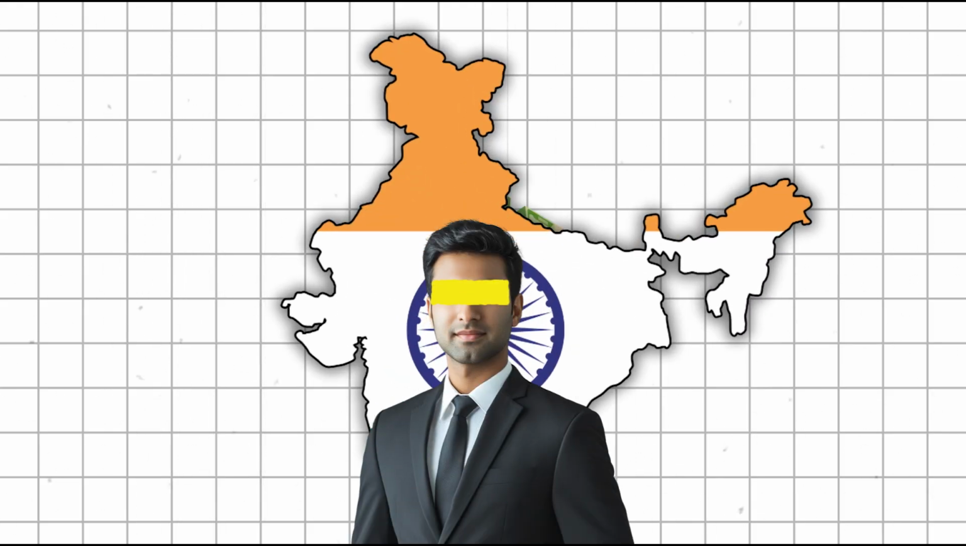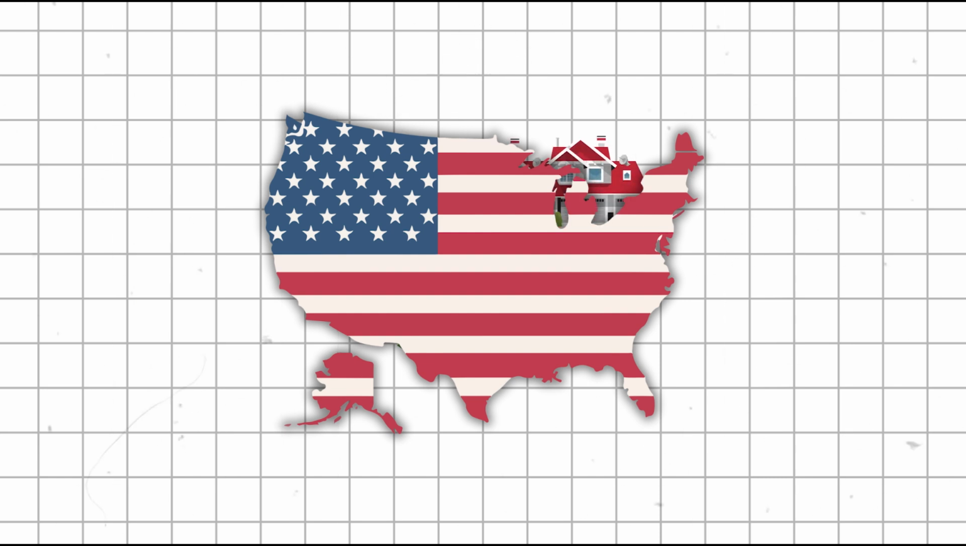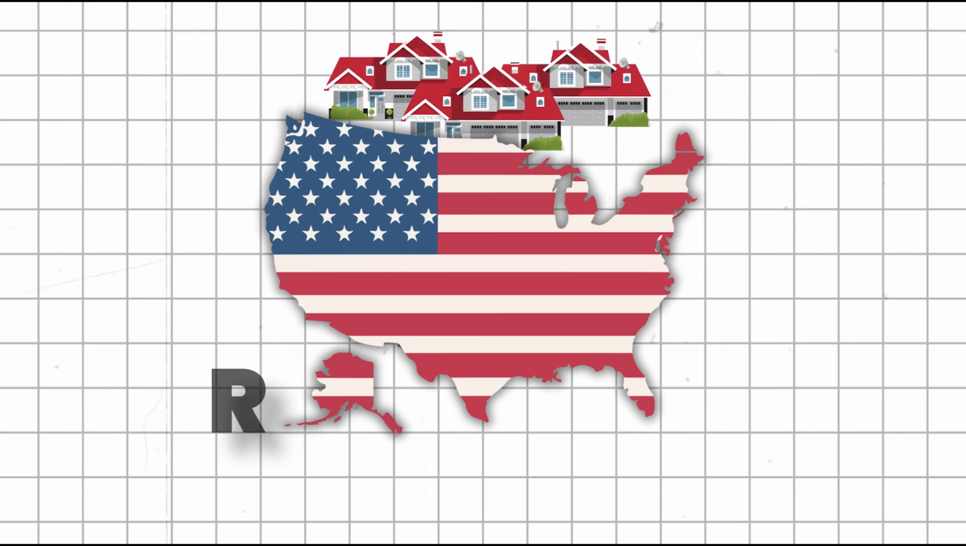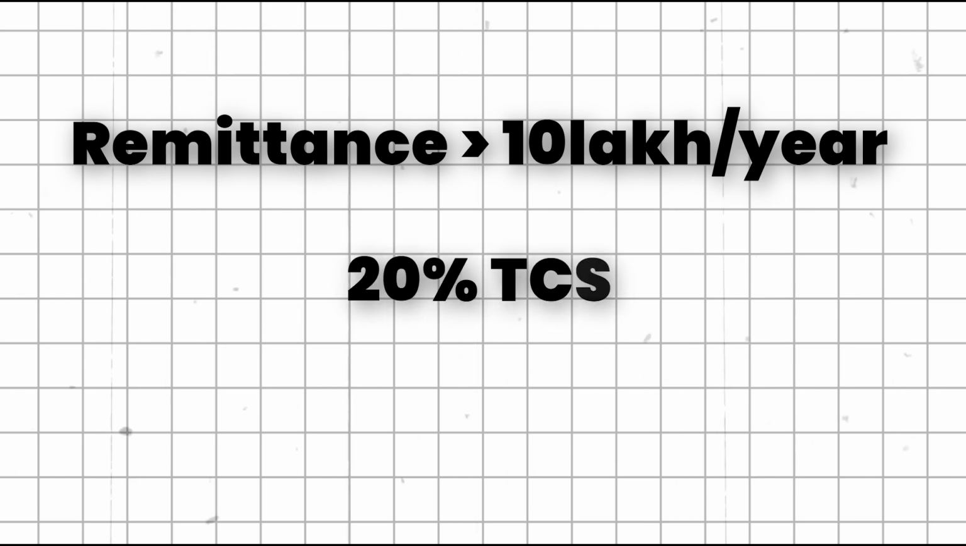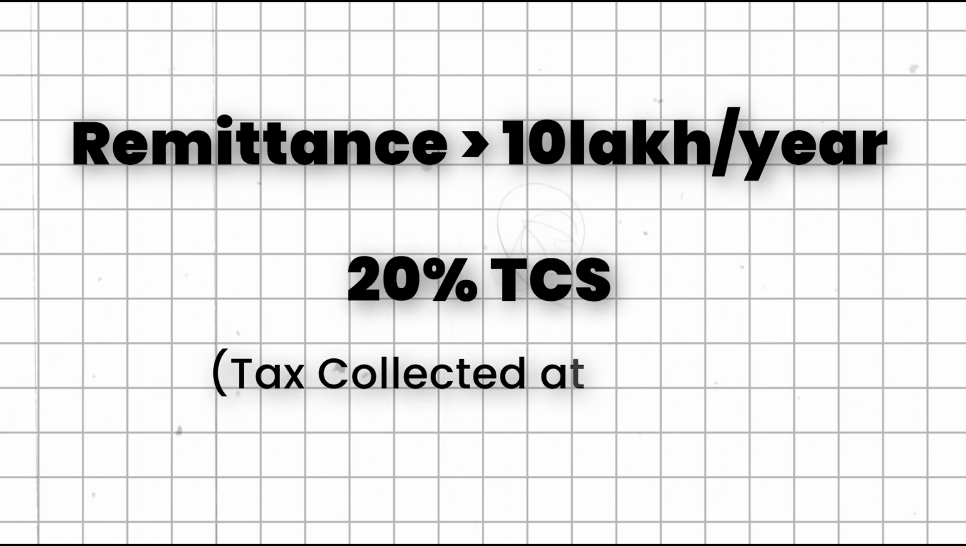Now let's move on to the tax implications of remittances. When you, an Indian investor, send money to the US to invest in US assets, it's called remittances. From a general point of view, transfer of money from Indian to foreign accounts for investment or other purposes is called the remittance. And if your remittances are more than 10 lakh rupees annually, then you will have to pay a 20% TCS, that is, tax collected at source.